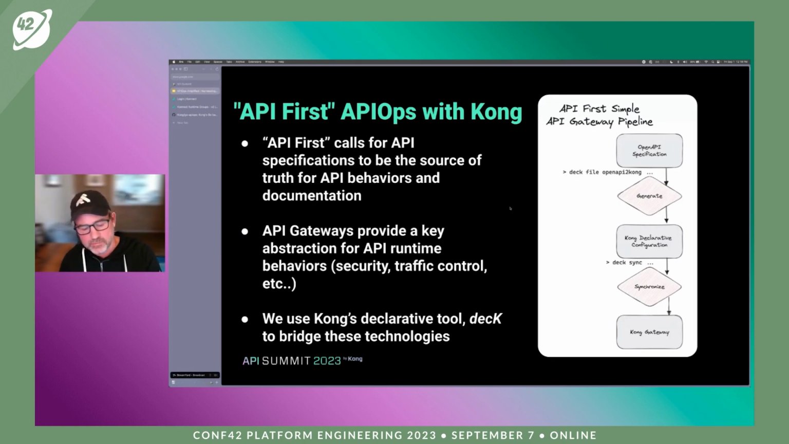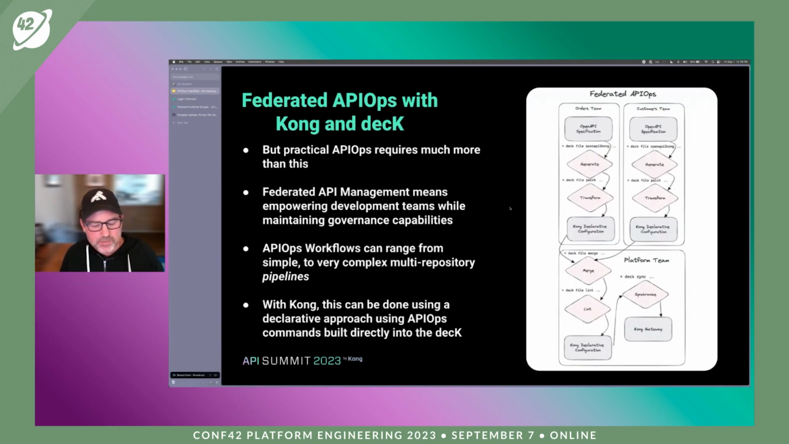So this is all nice and simple, but as teams have grown to adopt microservices and domain-driven design, APIOps has needed to grow with it. It's gotten more complicated. So practical APIOps requires more complex behaviors to enable what we like to call federated APIOps. You want to empower development teams to be able to build and deliver their APIs, and you want to give them the ability to self-service, to control their own destiny in their API delivery. While at the same time, a platform team might need to still enable governance capabilities. And we want to do these two things together.